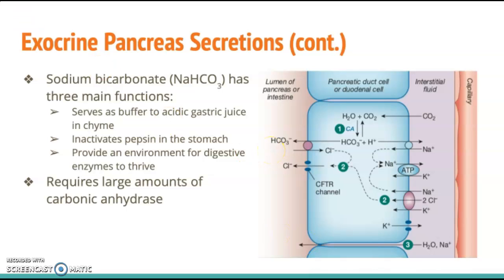And then finally, number 3 on this diagram shows how the transfer of sodium and bicarbonate actually creates an osmotic gradient. So water follows and creates the watery portion of the sodium bicarbonate solution. And it's also important to note that small amounts of bicarbonate are also secreted by the duodenal cells, but most is produced in the pancreas.